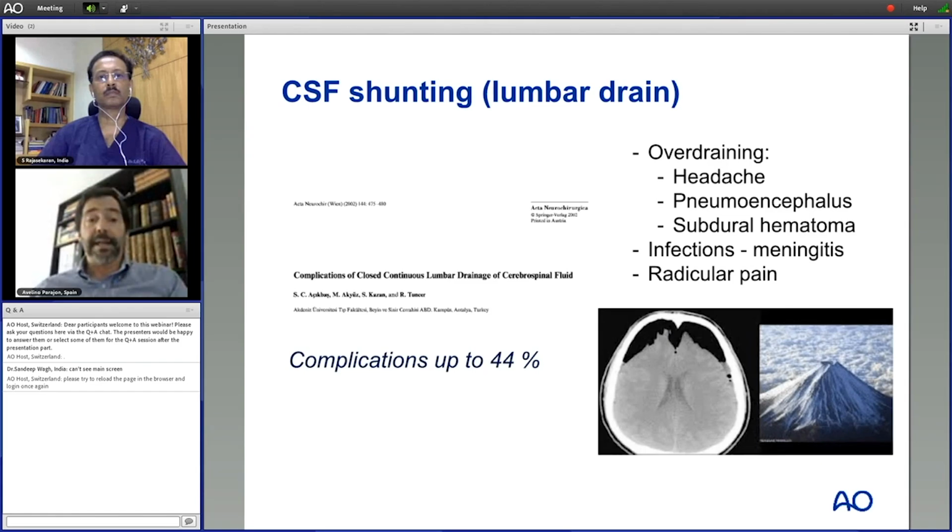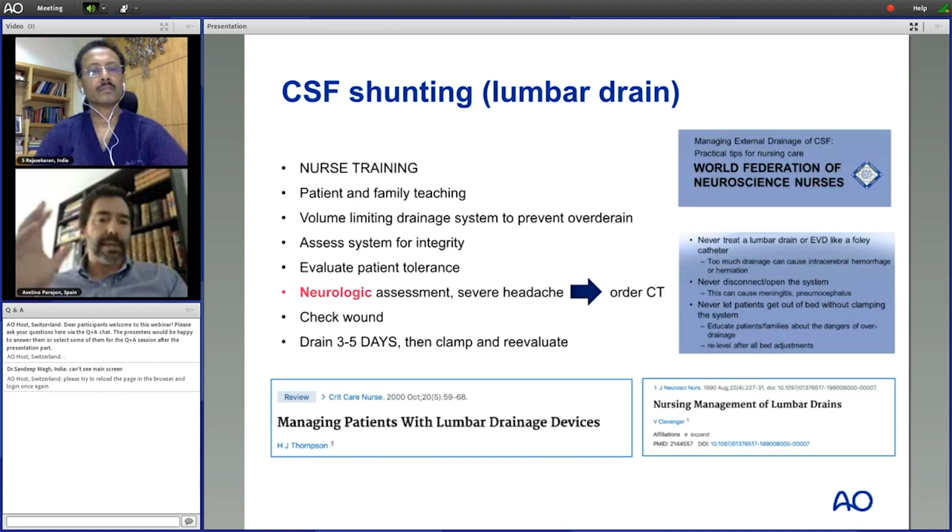Lumbar drain complications can be high, in some series up to 44%, and this includes everything from slight headaches to severe complications like meningitis or radicular pain. Radicular pain can be caused by mechanical irritation from the catheter, and we can also see some severe complications like pneumocephalus, tension pneumocephalus, where we see the typical radiological sign, the Mount Fuji sign. It's similar to Mount Fuji in Japan, and this is a very severe complication and usually needs surgery to drain the air through a borehole.